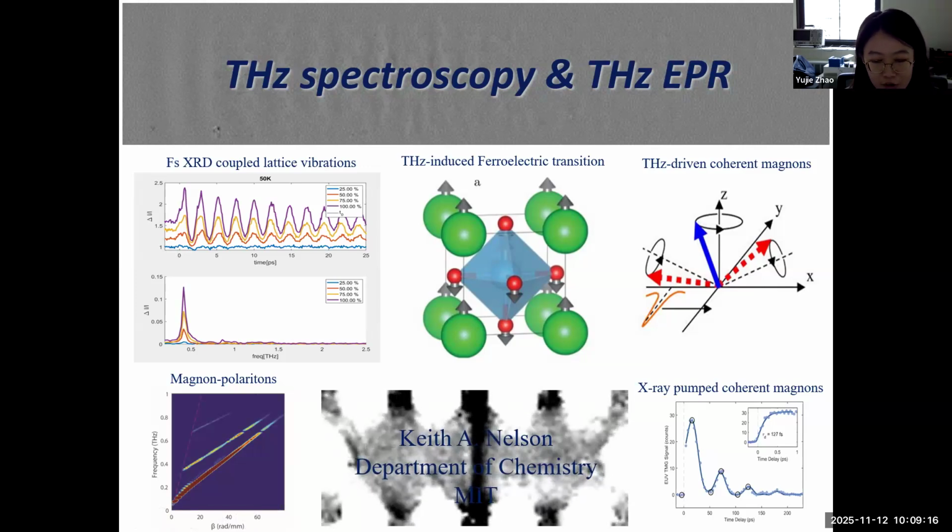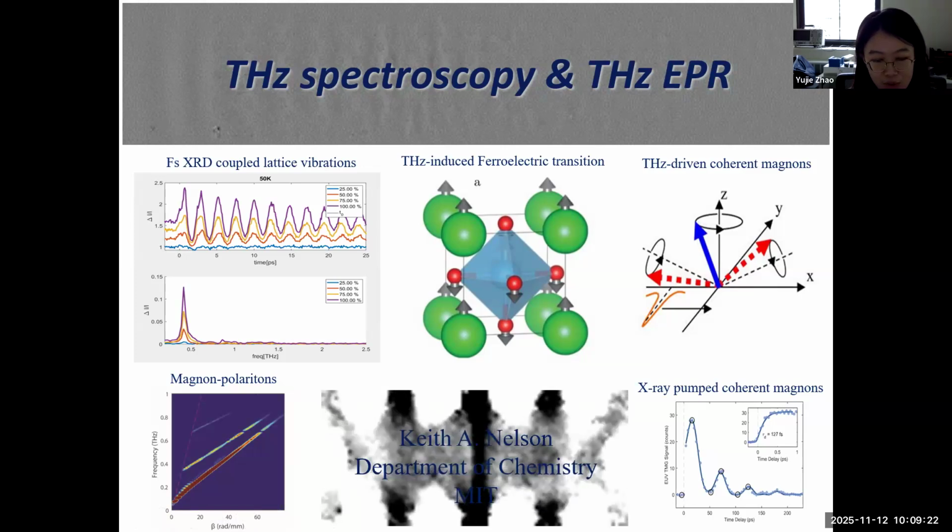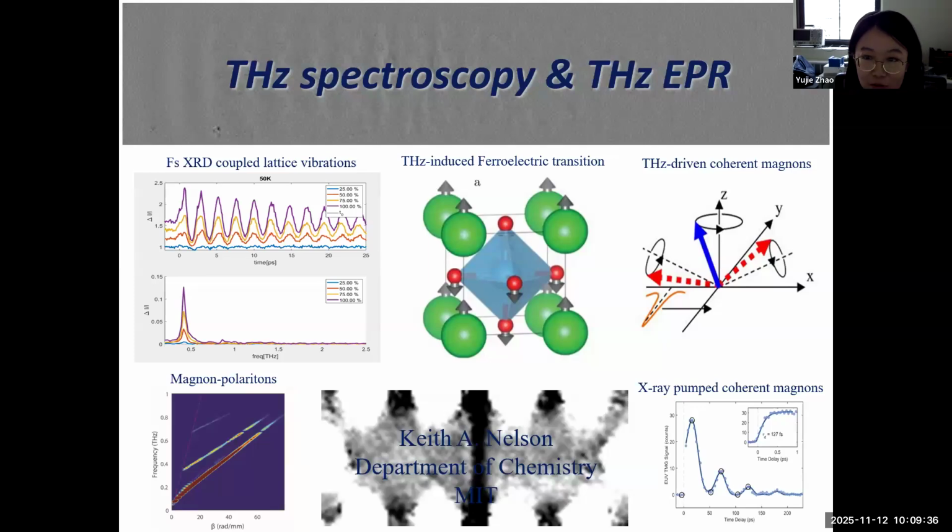But what's quite unusual and exciting for the EPR community is how his team is bringing EPR into the terahertz regime and using terahertz pulses to directly drive and watch spin transitions in real time. So it's a fresh way of thinking about magnetic resonance. Please join me in welcoming Professor Keith Nelson. Feel free to make a start when you're ready, please.